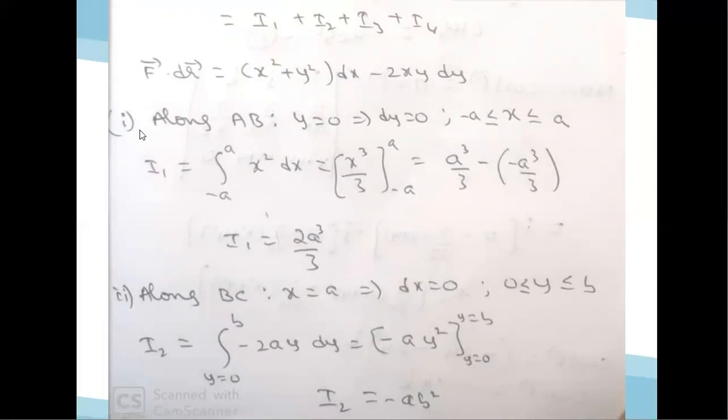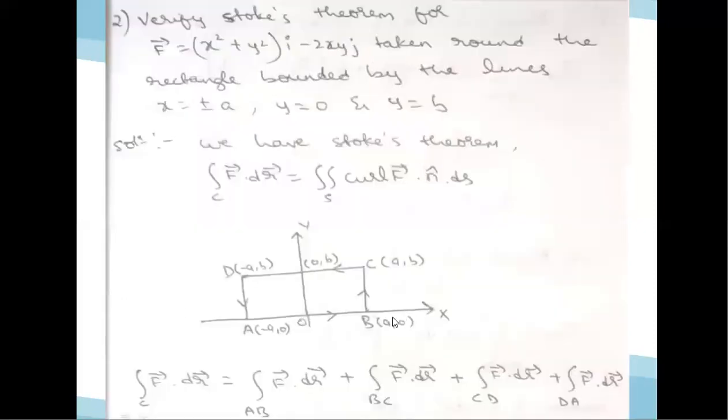Now first we shall find the integral along AB. So the first line I am considering is AB. Along AB, what is the line? This is y is equal to 0. And we have to consider the range of x. Here we can see x varies from minus a to a. Here minus a and plus a.